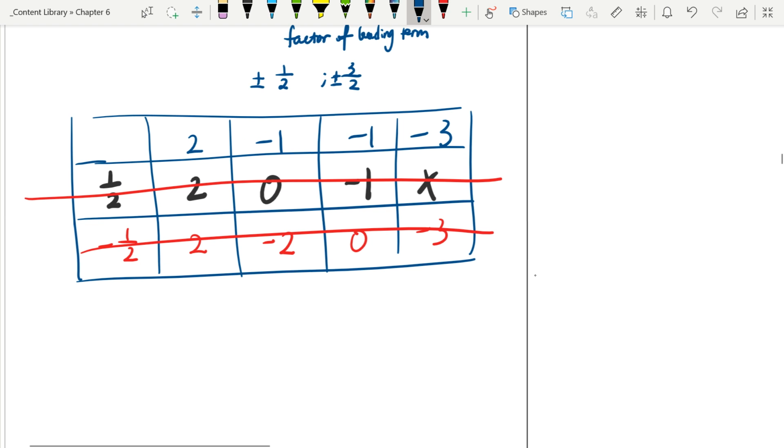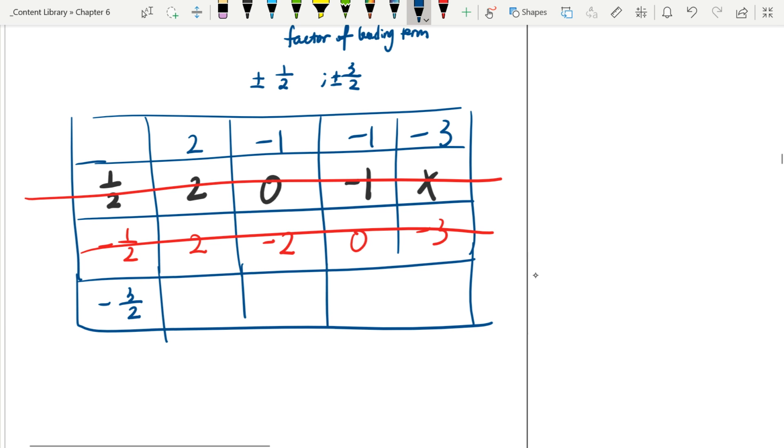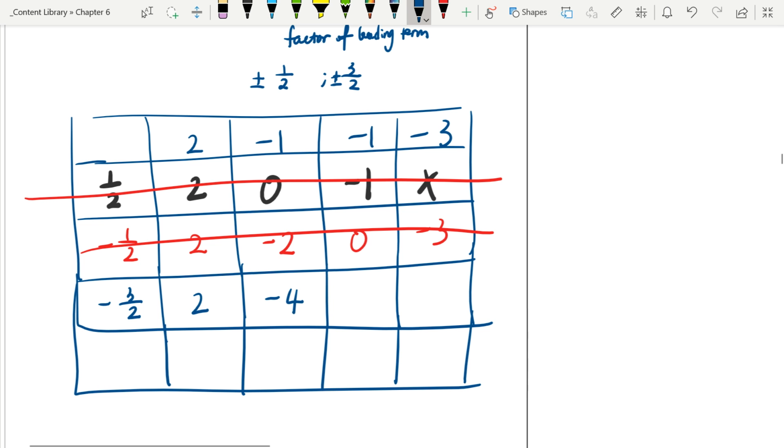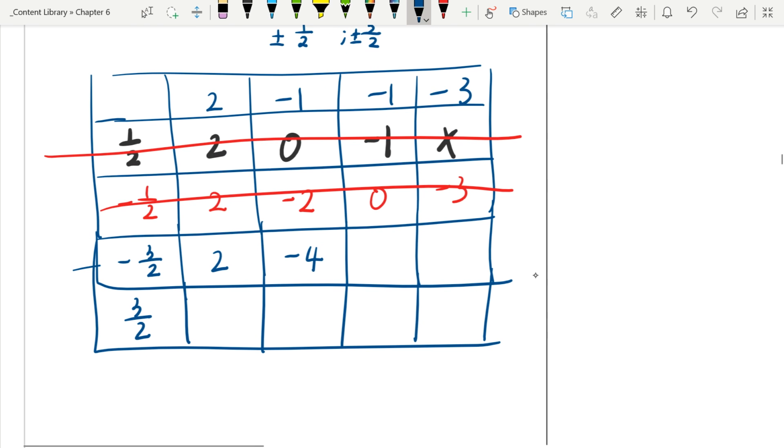Pick another one. Negative 3 over 2. Okay, negative 3 over 2. So first one is 2. 2 times negative 3 over 2 is negative 3. Negative 3 plus negative 1 is negative 4. And the next one, I think this one doesn't work either, because I know what alpha should look like. And the number is not the same from my memory. Let's try that. I think this one doesn't work. You can keep going.